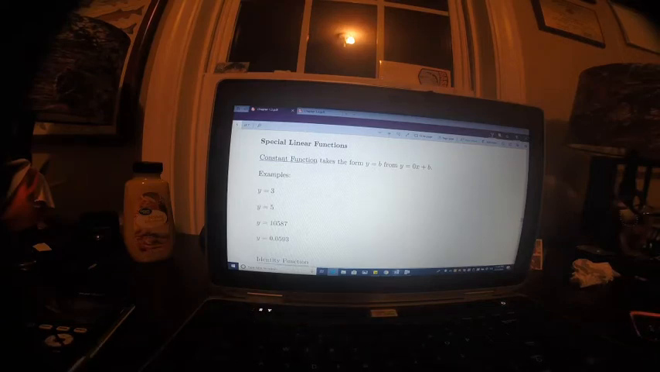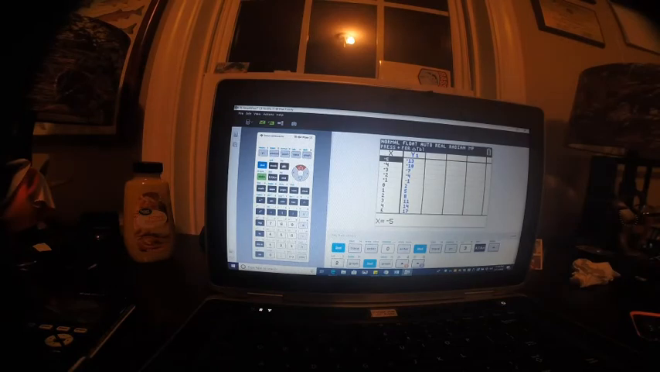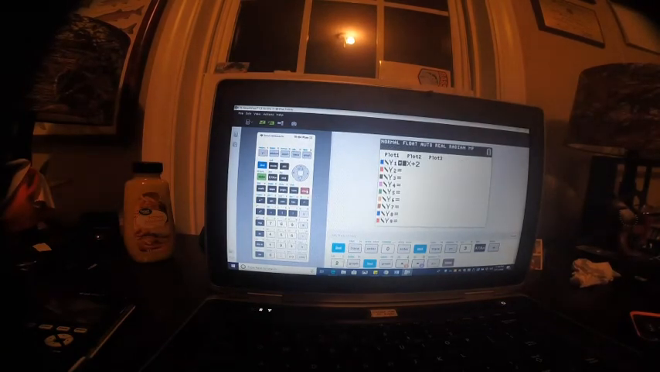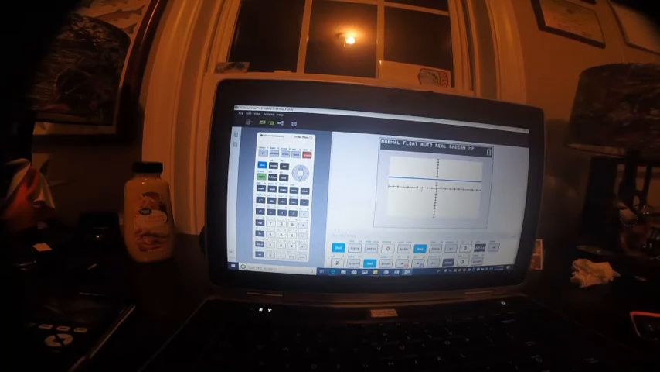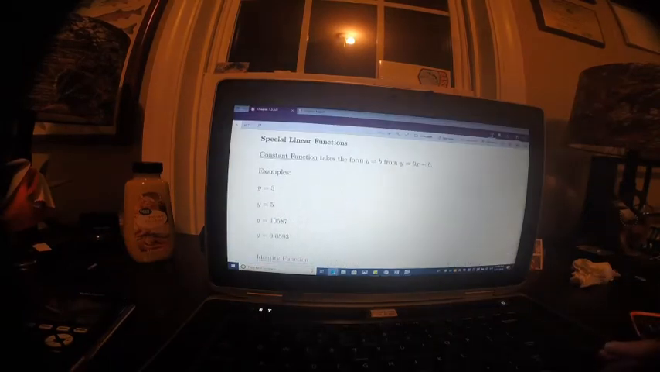Now if you want to see what this looks like on your calculator, just go to your calculator, clear out your function, type y equals 3 in, graph it, and you'll see it's a horizontal line at y equals 3. So anytime you get a constant function, you're going to wind up with a horizontal line.